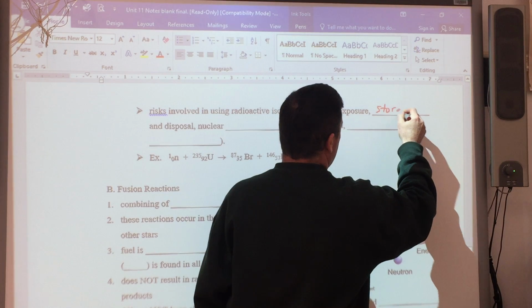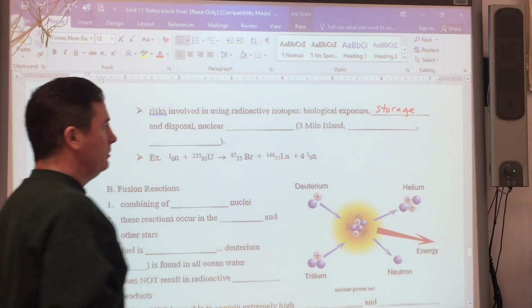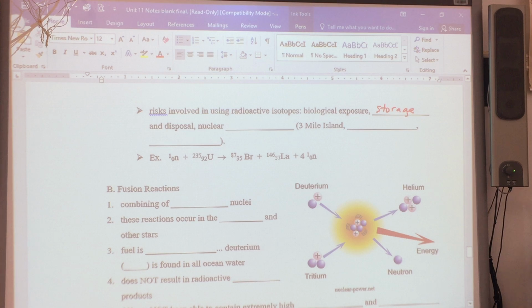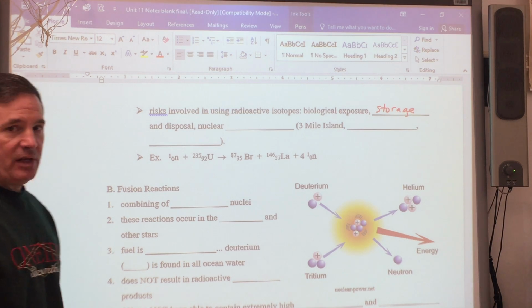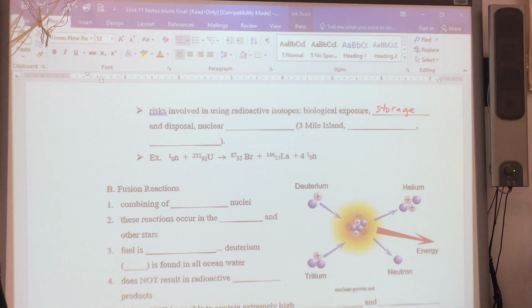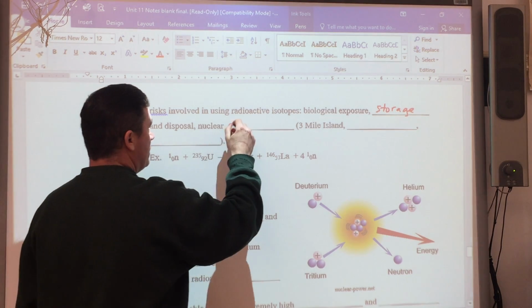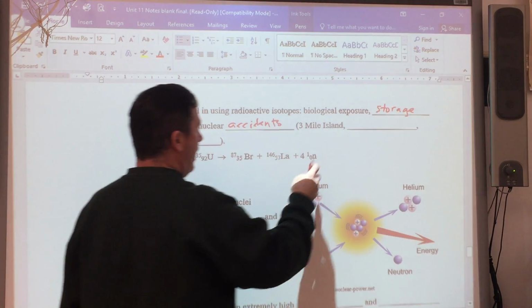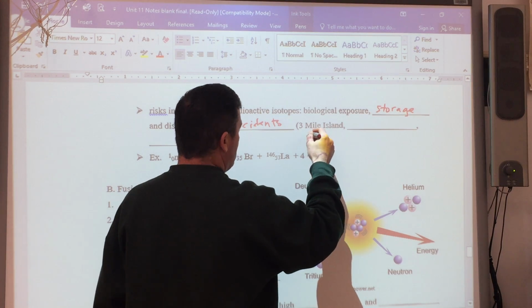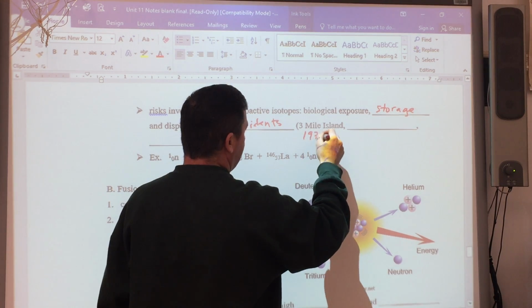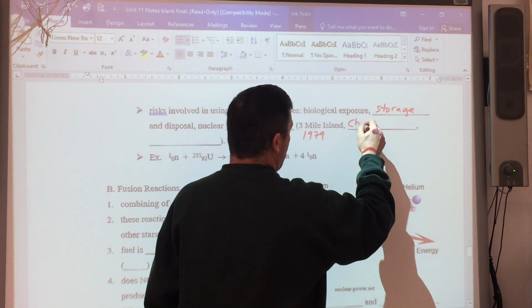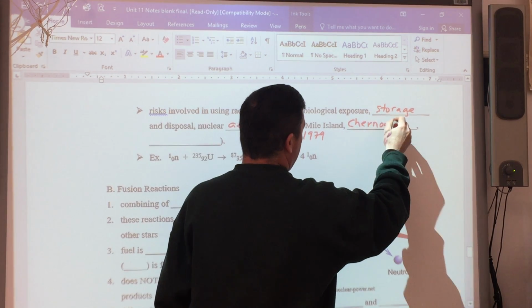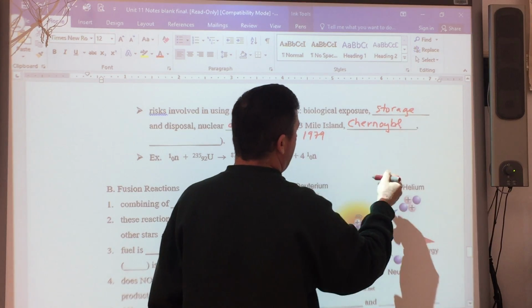There's also the issue of storage. Storage is important because half-lives can be very long, and we don't want radioactive materials just dumped somewhere. Storage and disposal. And of course, there are nuclear accidents that have occurred. Probably the three most famous right now are Three Mile Island, that was in Pennsylvania in 1979. In the Ukraine, there was Chernobyl. I think I spelled that right.